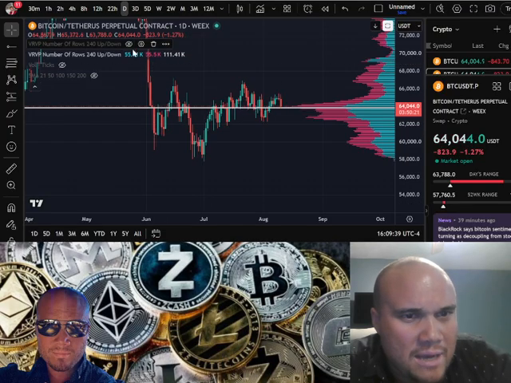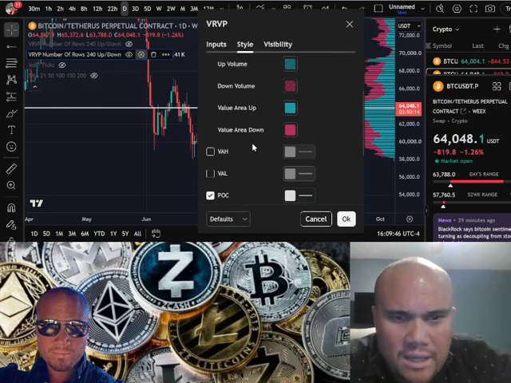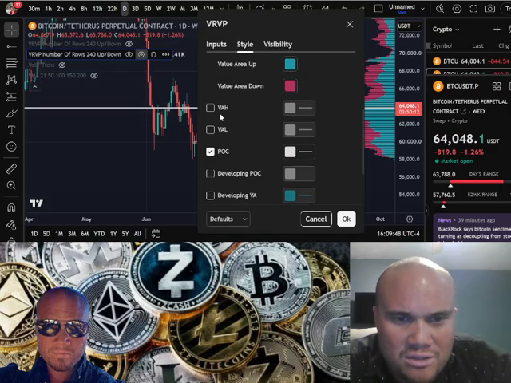Let me continue with setting up the rest of this VRVP indicator. You have to go back into the VRVP indicator, go into style, and drop down to where it says VAH, VAL. This is your value area high, which you're going to click on, and your value area low, which you're going to make sure is clicked on.